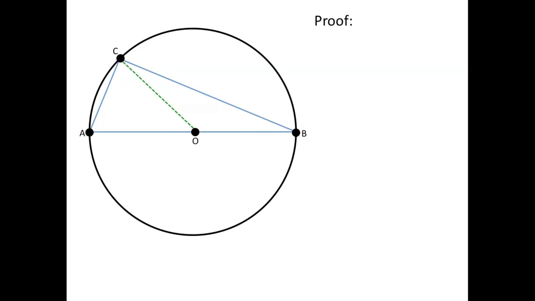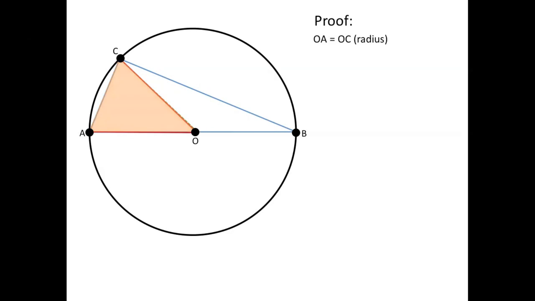So, first thing I want to do is connect O to C, as you can see with the green dotted line. And when I did this, you'll notice that the line OA is equal to OC because both of these lines represent the radius of the circle, because the radius is the line drawn from the center to any point on the circle. And when doing so, we've created this isosceles triangle since the lines OA and OC are equal.